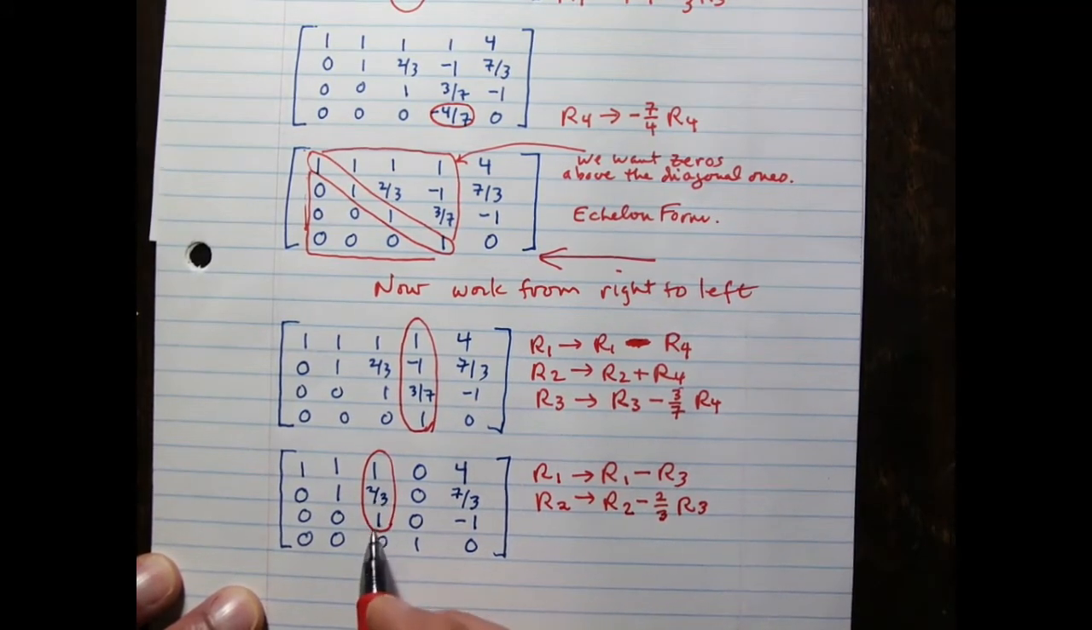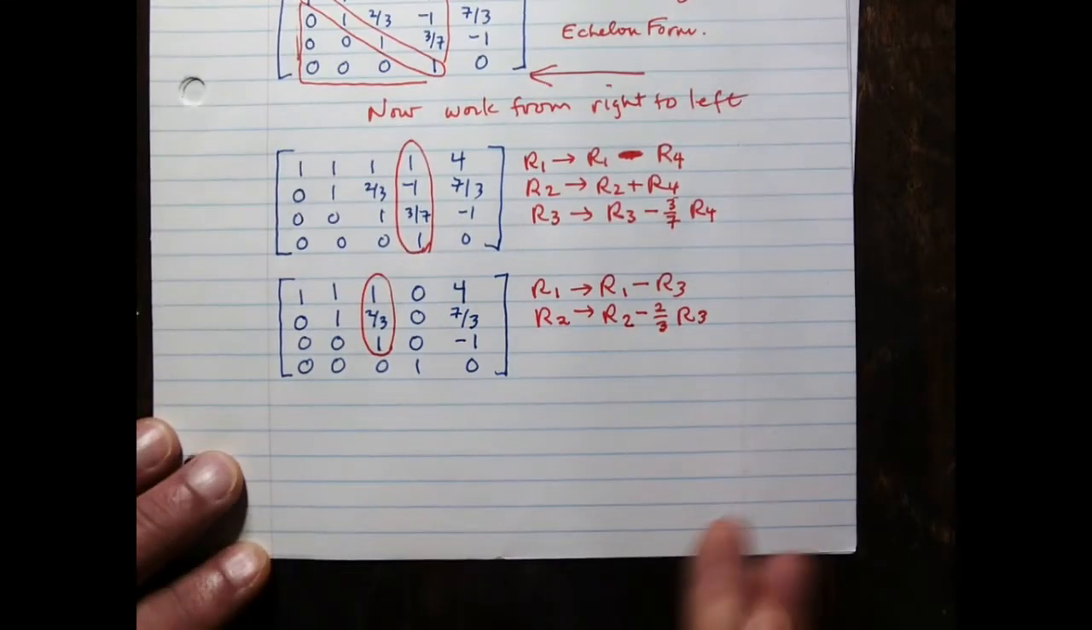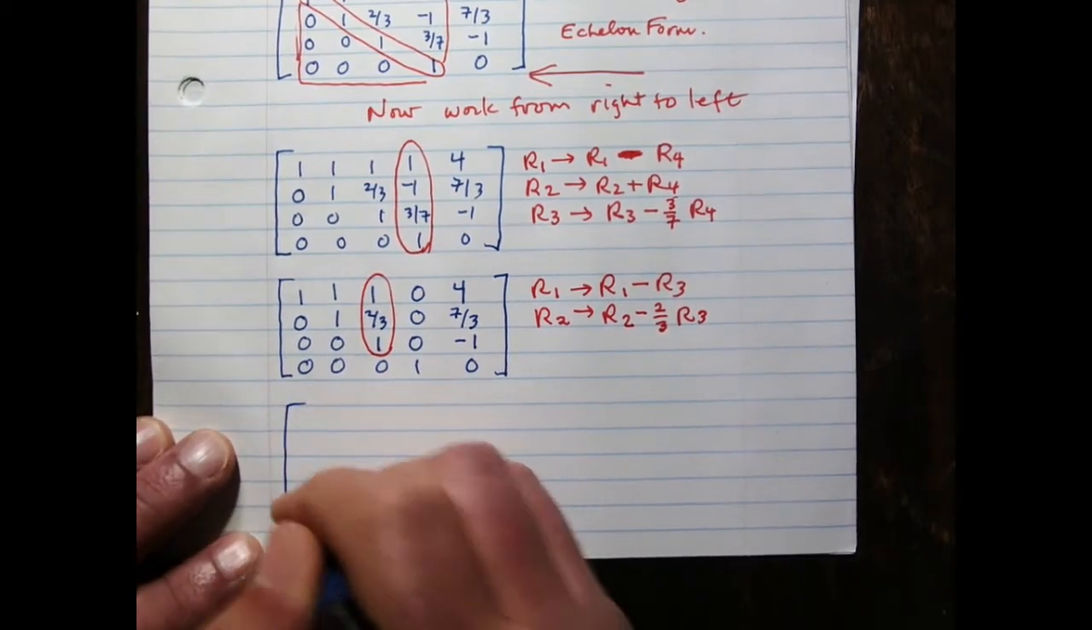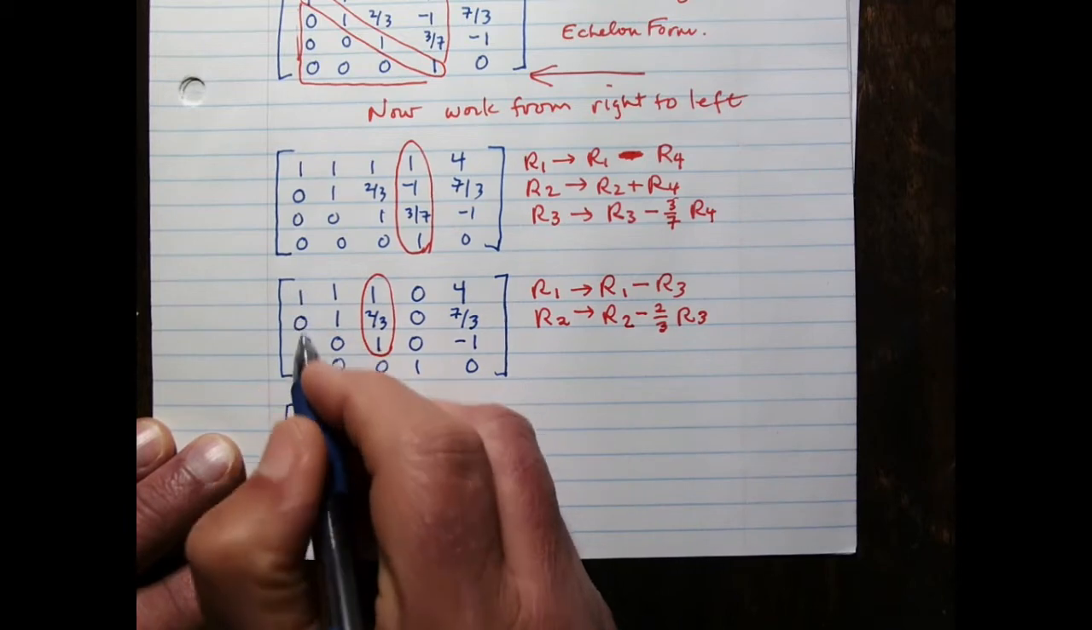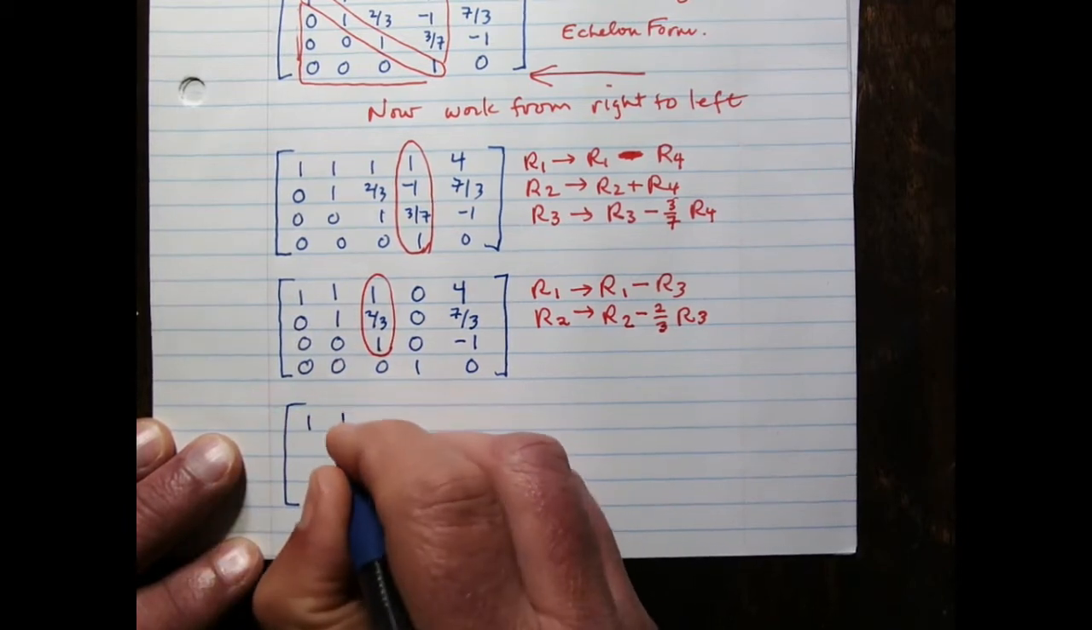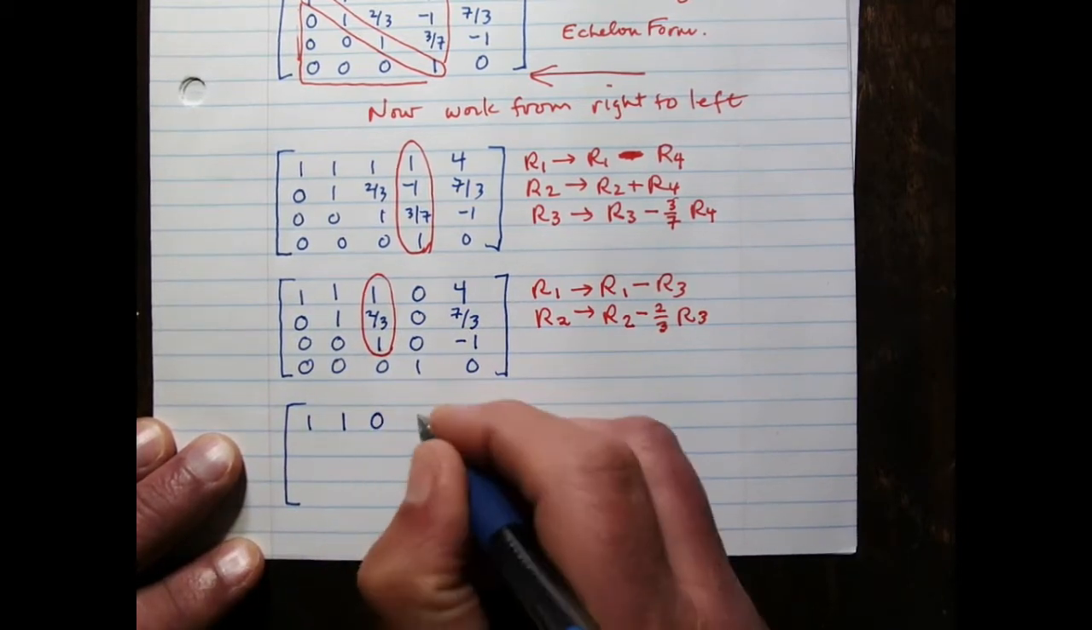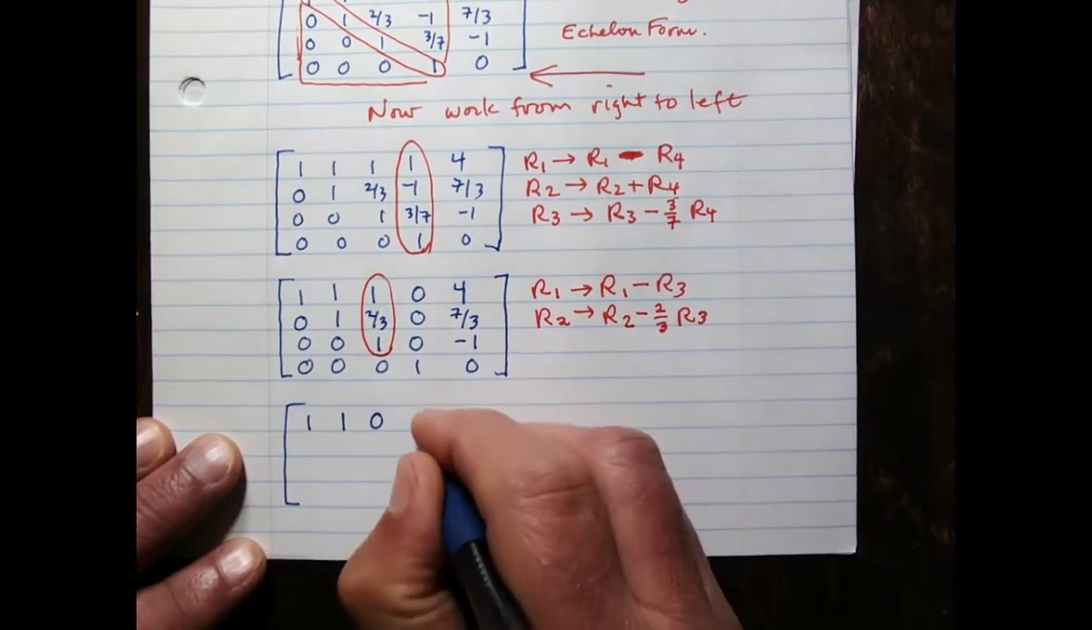And that 2/3 minus 2/3 row 3 will get me a 0 in this position. So let's see what we got now. Row 1 is going to change. Row 1 minus row 3. 1 minus 0. 1 minus 0. 1 minus 1 is 0. That's what we wanted. 0 minus 0.